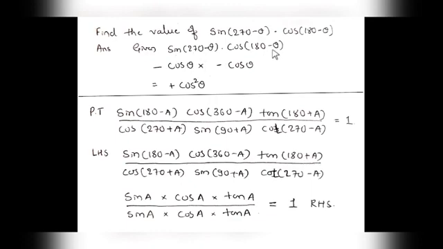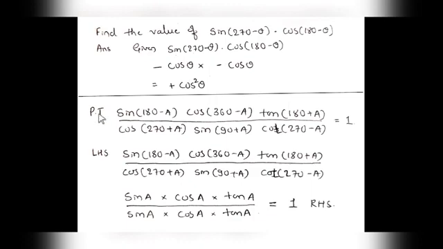Now 180 minus theta comes in the second quadrant. In the second quadrant, cos is negative. As it is 180 plus or minus theta, cos doesn't change. Cos will remain cos theta. Minus into minus, plus cos theta into cos theta. Cos square theta is the answer of this problem.